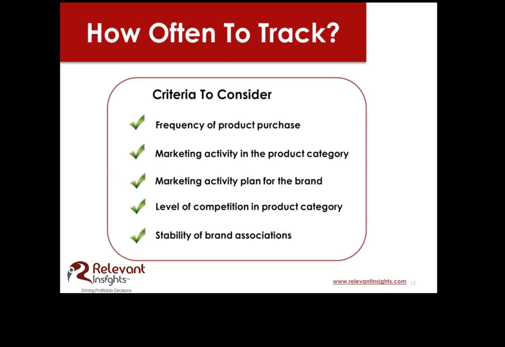The fourth element to consider is the level of competition in a product category. So highly competitive product categories where new products and competitors are constantly trying to break in should be tracked regularly. And finally, you have to take into account the stability of the brand association. So brands with an established image that doesn't change much over time can afford less frequent brand tracking. Not all criteria will apply to your brand category, but those are things that you need to consider, and pick the one that is more appropriate for you.